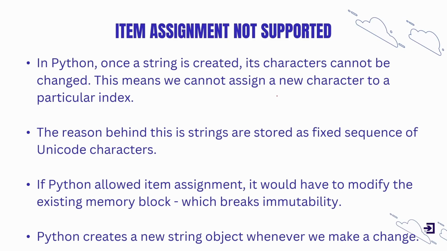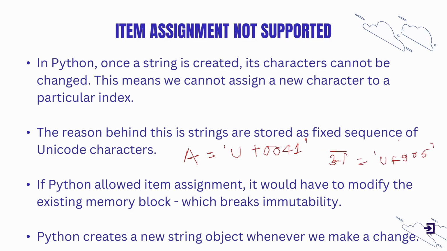The reason behind this is strings are stored as a fixed sequence of Unicode characters. In Python, every character in a string is stored as a Unicode character. So what is a Unicode character? Unicode is a universal standard that assigns a unique code to every symbol, letter or digit. For example, the letter A in English has the value U+0041 and a letter in the Hindi language has the value U+0905. These are both Unicodes assigned for these two letters. And in Python, we have Unicodes for multiple languages, for every symbol, every letter, every digit of that language.